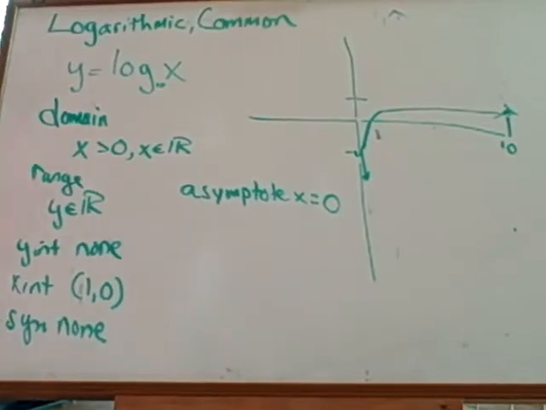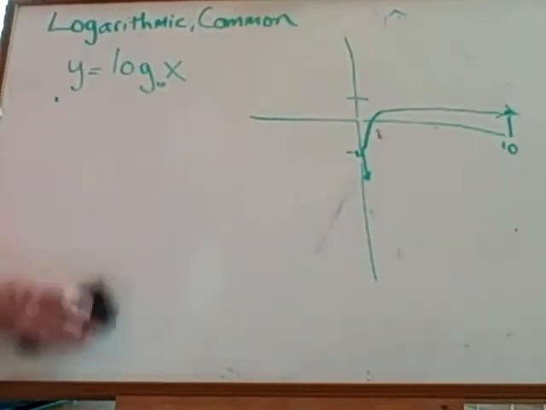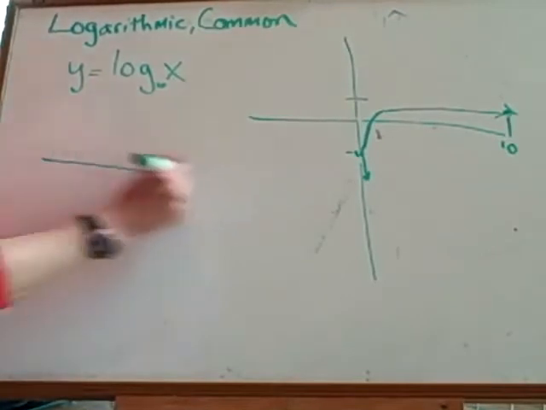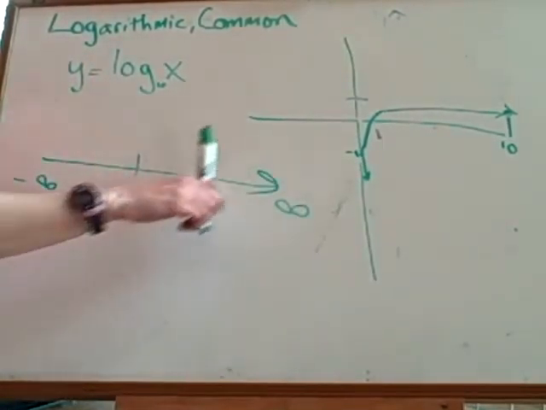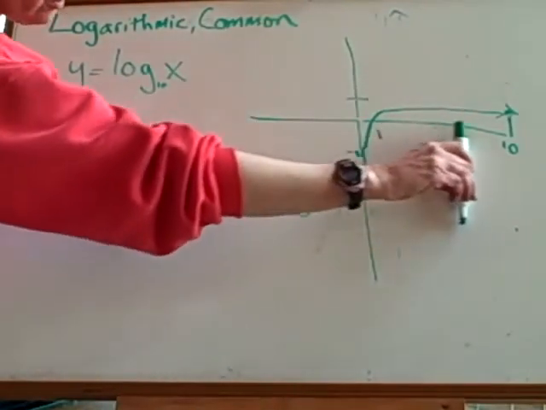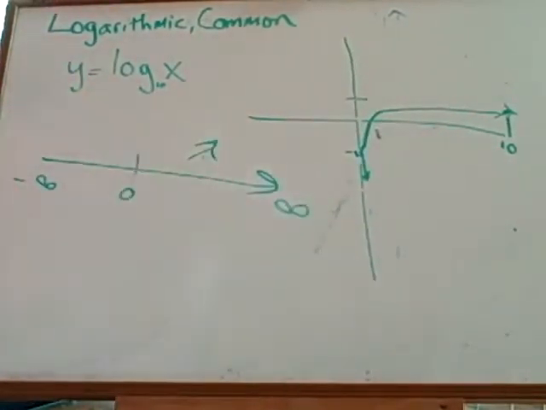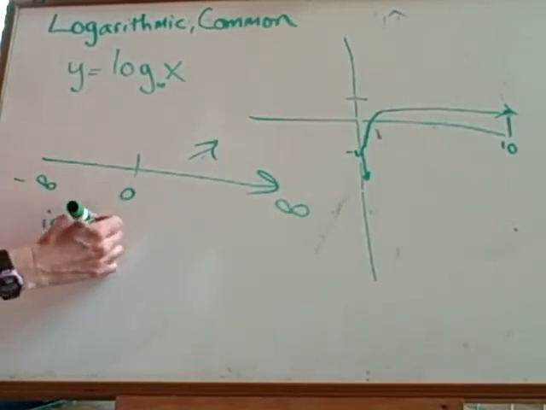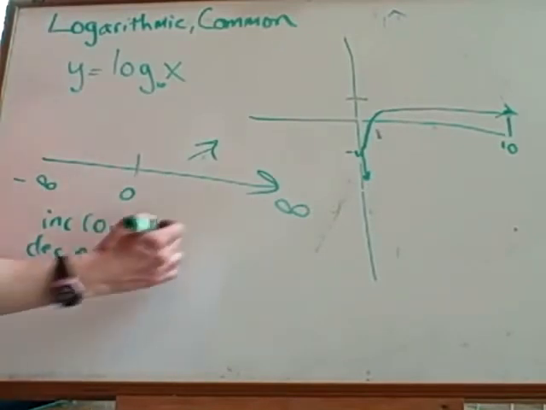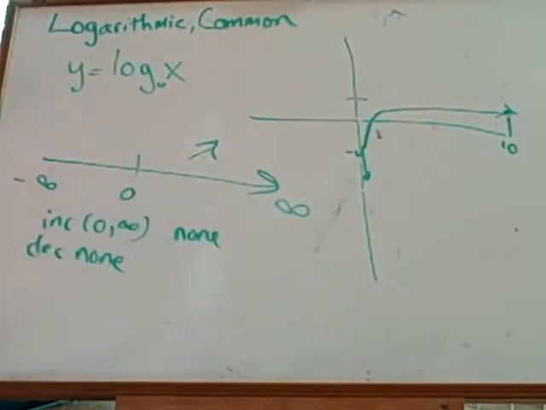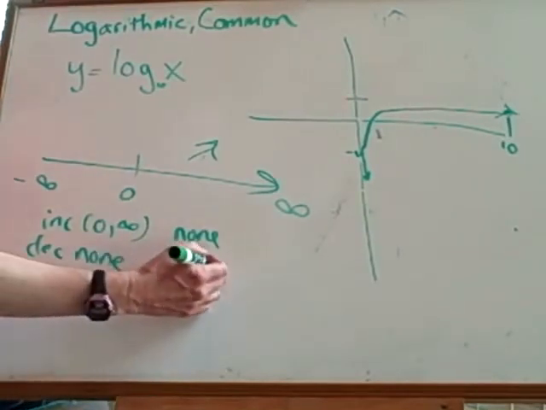Okay, so we need to talk about intervals of increase and decrease. If we've got negative infinity here, 0 here, and infinity here, what's happening as I move from 0 across? What's going on with the graph? It is increasing. So for intervals of increase, we would say our interval is from 0 to positive infinity. For interval of decrease, we would say none. For relative maximum, there is none. For a relative minimum, none.